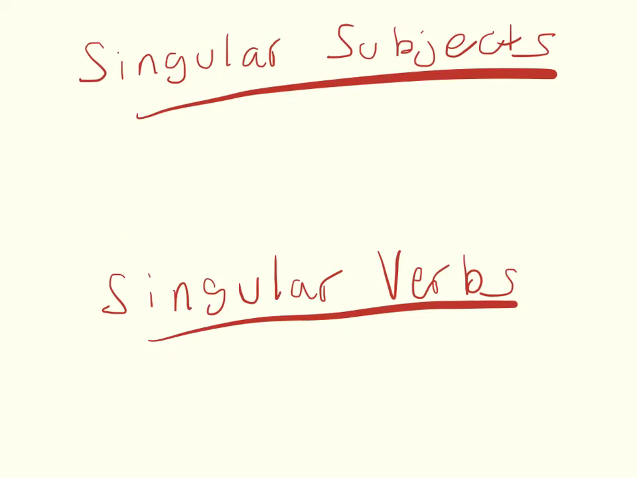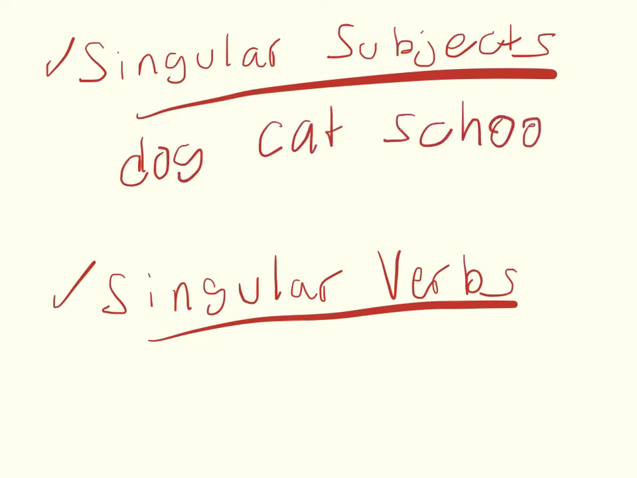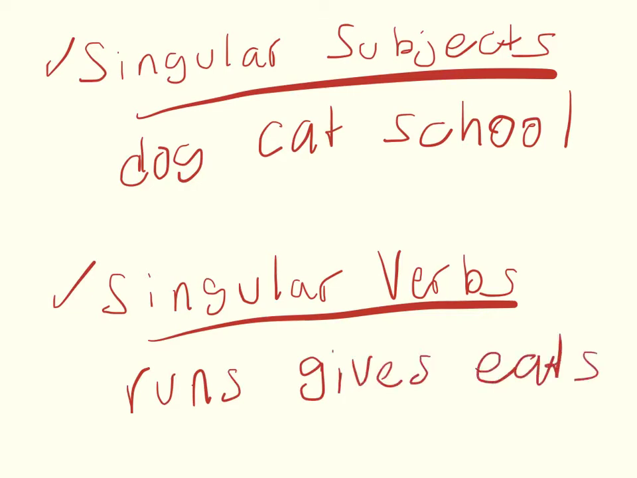Alright, so we know that subject-verb agreement just means that if the subject is singular, then the verb must also be singular. So what are some examples of subjects that would be singular? Well, how about dog, or cat, or school? Okay. Those are singular subjects. So what would be some examples of singular verbs? Well, believe it or not, runs, gives, eats are examples of singular verbs.